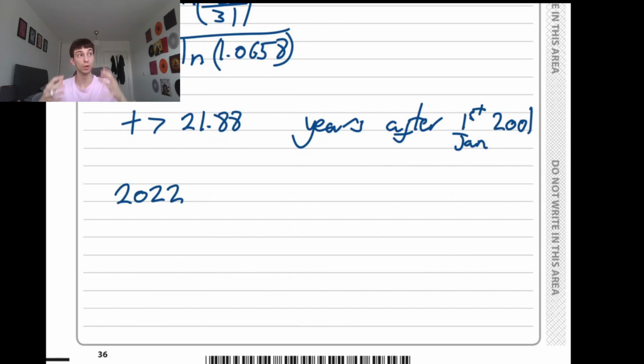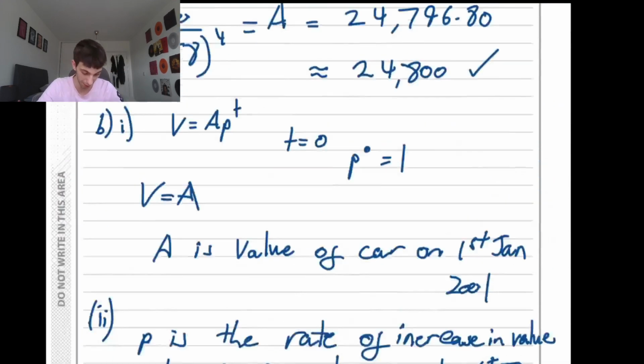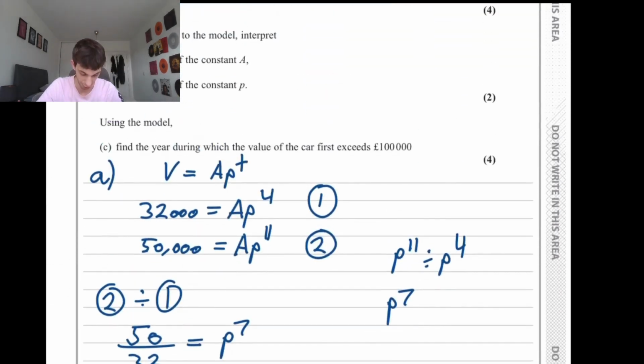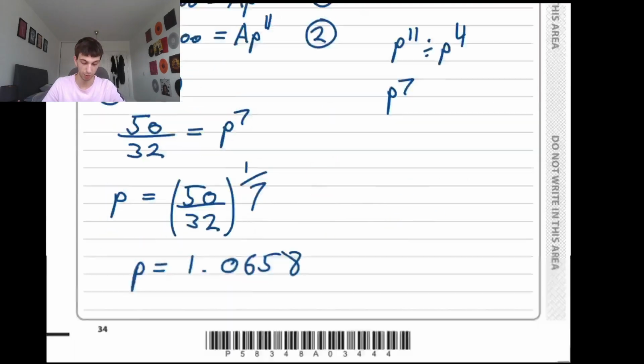They don't want the first full year where we're over £100,000. That would be 2023. Here they're asking which year during we exceed 100,000, and that would just be 2022 because it's 21.88 years after 2001. We first exceed £100,000 in 2022. I believe that's all they want. Just make sure: first exceeds £100,000, find the year, 2022. Perfect. And that is question 12.